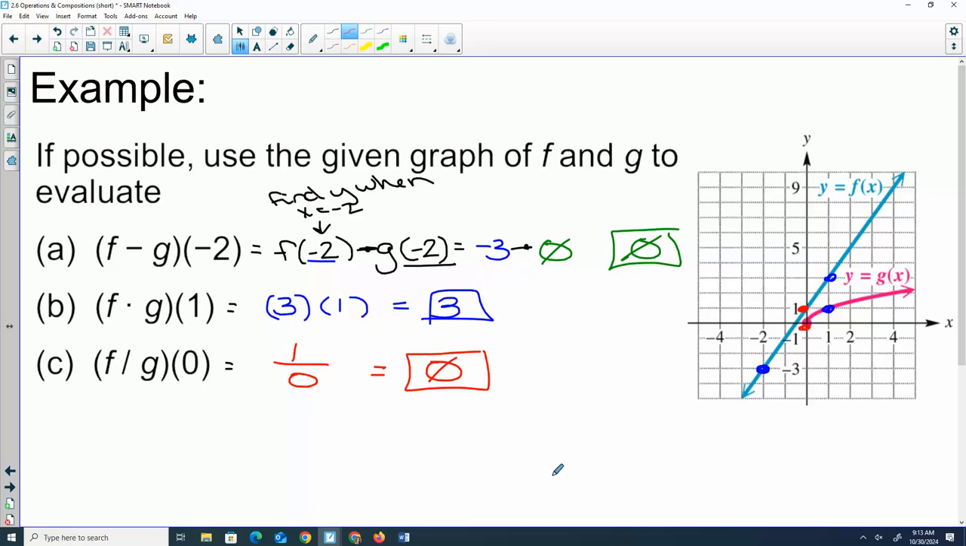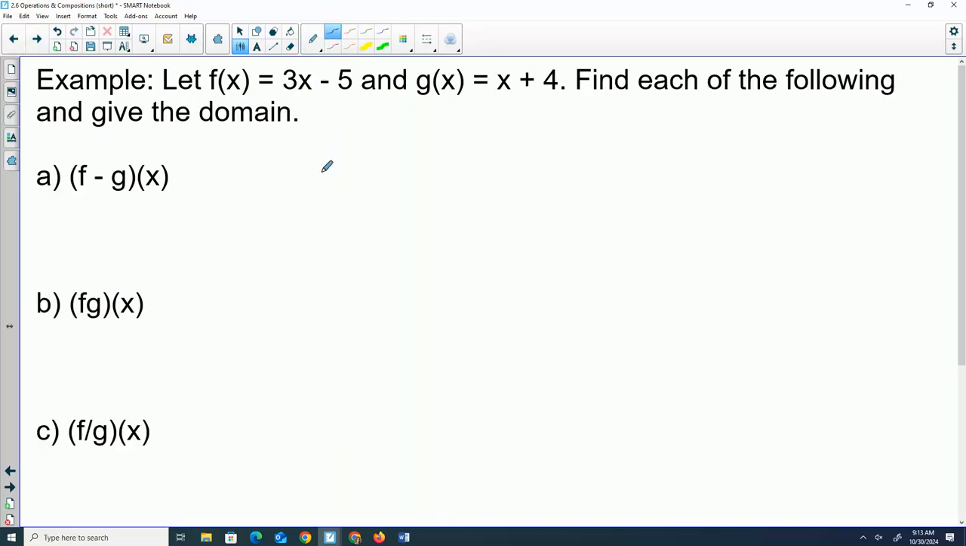So let's keep working with our functions. F of x is 3x minus 5. G of x is x plus 4. We're going to find each of these things and give the domain like we were doing yesterday.